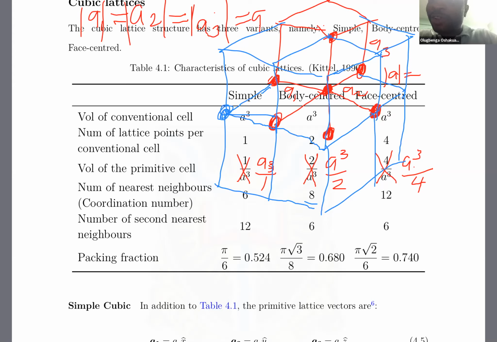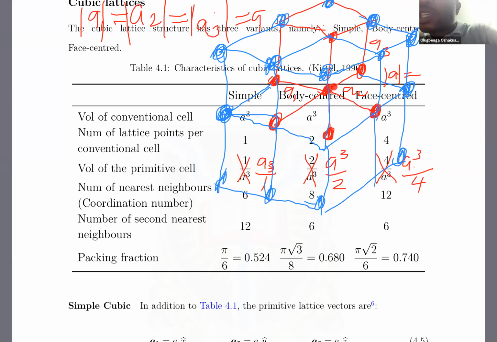We have another neighbor here, another neighbor here. But these neighbors that are colored blue are not the nearest neighbors. They are not the nearest neighbors to the central red atom. This is the central red atom.